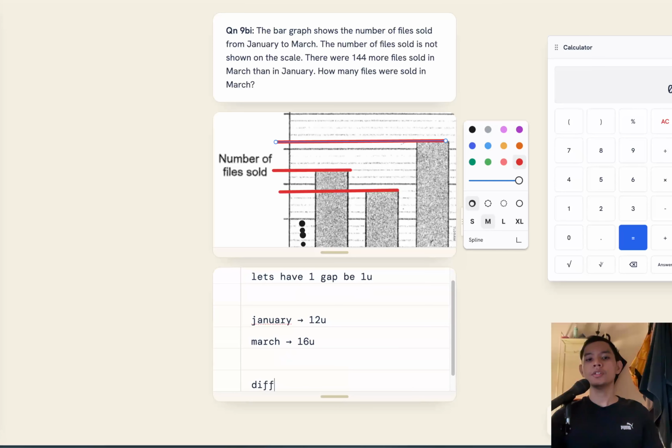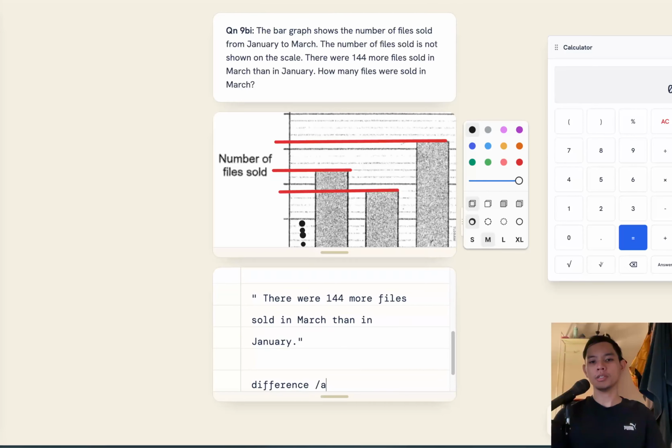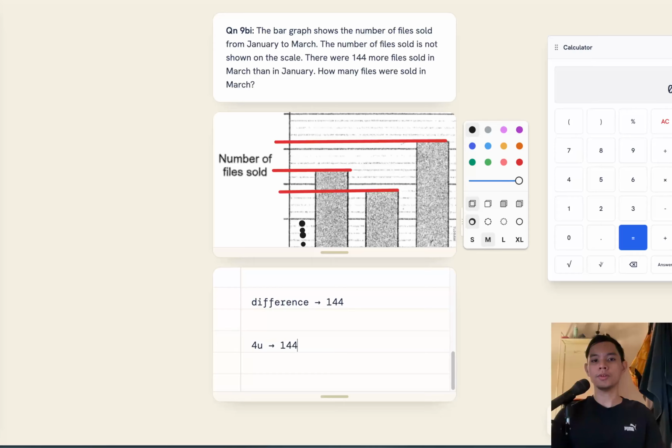So the difference would then be equal to 16 minus 12, which is 4 units. This is the difference in terms of units. And from the question, it says there were 144 more files sold in March than January. So the difference would be equal to 144. Since the differences are the same, 4 units is equal to 144. So 1 unit would then be 144 divided by 4. This will equal 36.